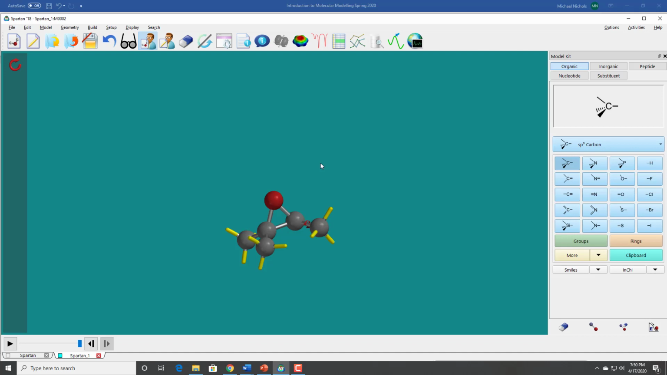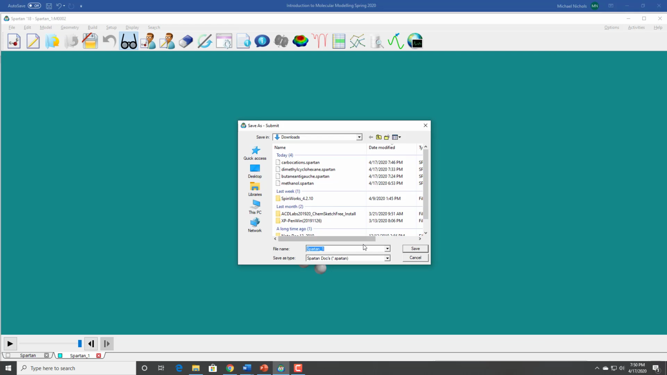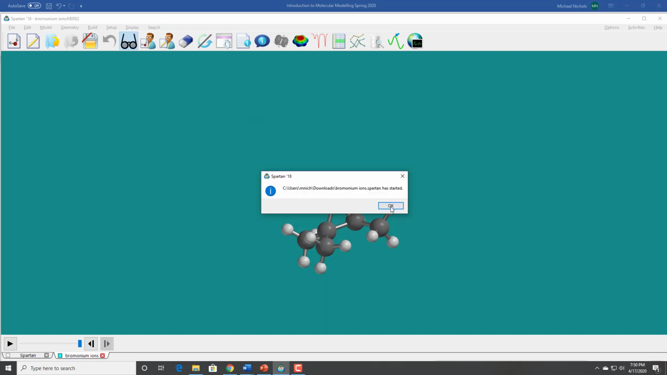All right, so I have three different arrangements of the bromonium ion. Perfectly symmetrical, one methyl group on a side, and then unsymmetrical, two methyl groups and no methyl groups, or two methyl groups and one methyl group. Let's go ahead and set up the calculation. So the calculation is going to be to do equilibrium geometries for each one of these at the semi-empirical level. And again, I'm dealing with carbocations, so I need to make sure that they're all carbocations. Now I'm going to submit it. I'm going to call this the bromonium ions. And it's going to go ahead and do the calculation.